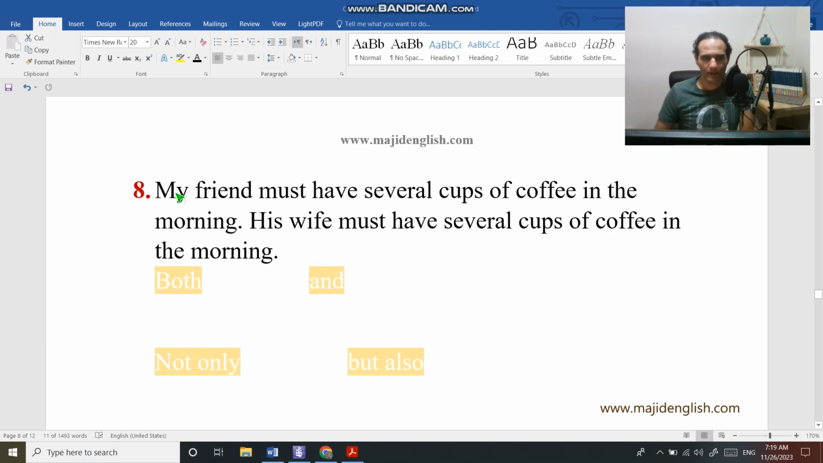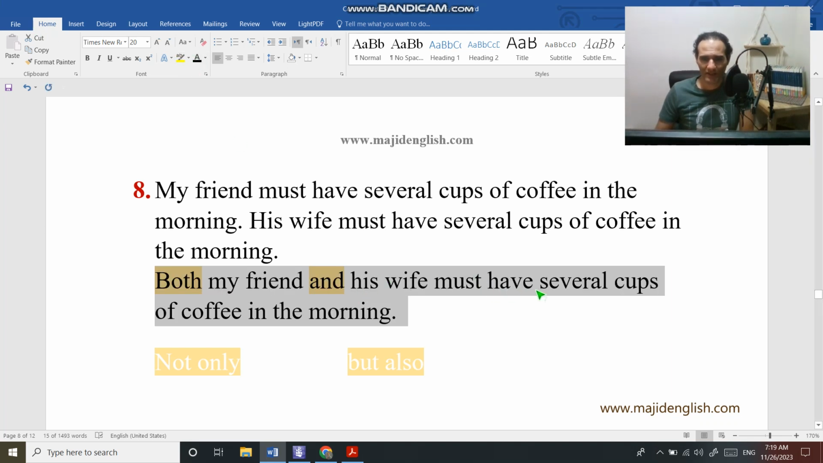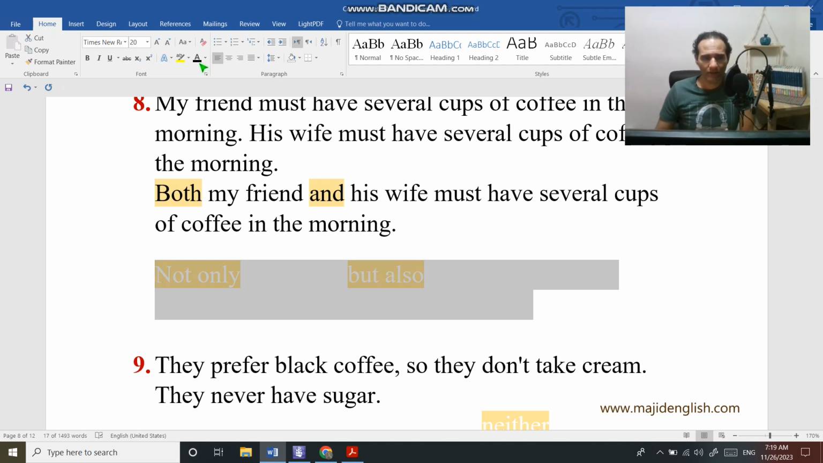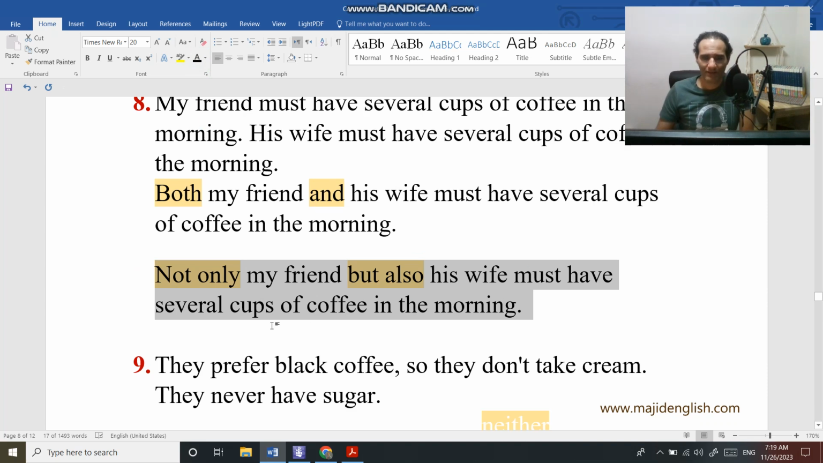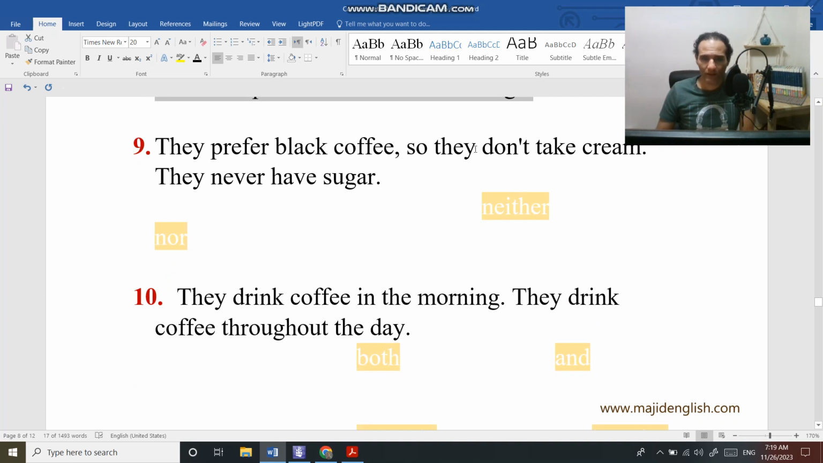And number 8, my friend. My friend must have several cups of coffee in the morning. His wife must have several cups. So connecting two subjects, because we want to say this one and that one must have. So both my friend and his wife, very good, must have. Both my friend and his wife must have several cups of coffee in the morning. Or wherever you got both and, you can go with not only but also. Not only my friend but also his wife must have several cups of coffee in the morning, and they are the same.